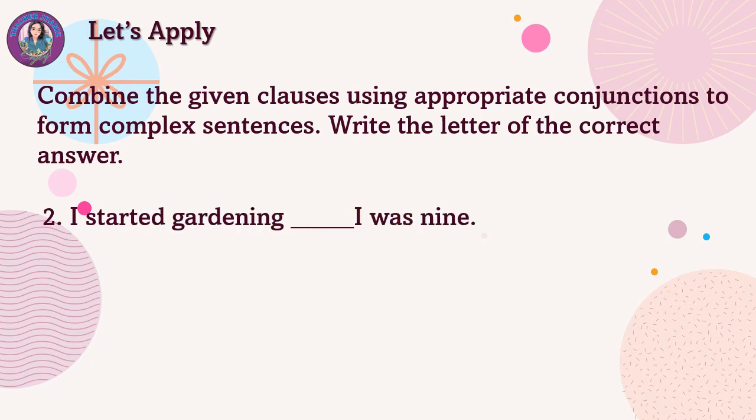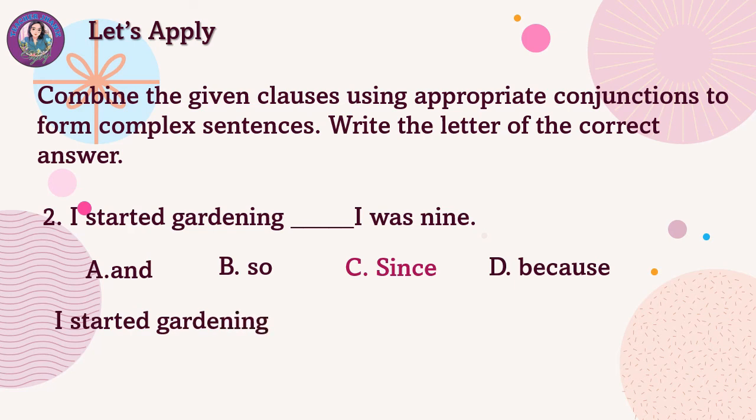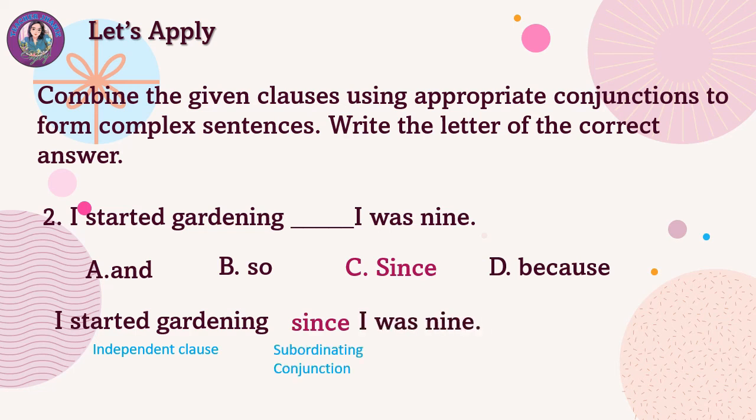Number 2. I started gardening blank I was 9. Choices are A, and; B, so; C, since; D, because. The correct answer here is letter C, since. Now we have this complex sentence, I started gardening as an independent clause, using the subordinating conjunction since. I was 9. Since I was 9 is a subordinate clause.